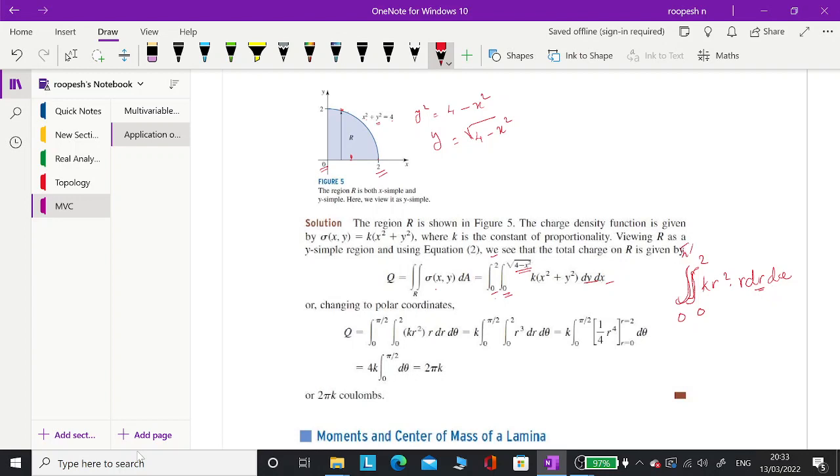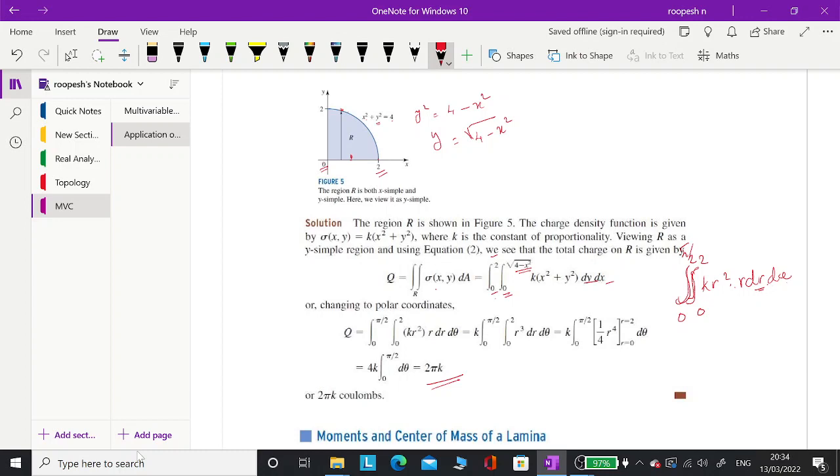So we want to calculate this integral, that is k into r cube dr d theta. Very simple one, right? So we can just find it out. You will get 2 pi k. So this is the procedure for how we find the mass of a region or a lamina when the density function is given.